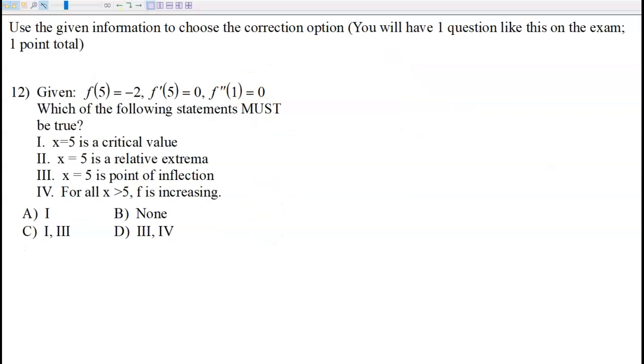Now you're only going to have one question like that on your test, but I'm giving you 2 here just for the sake of practice. So let's do another one.